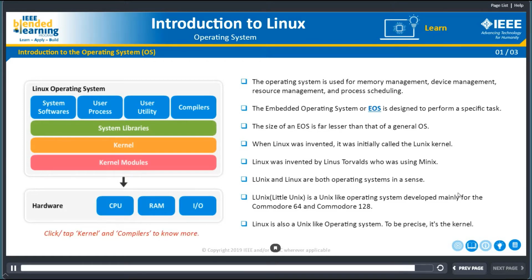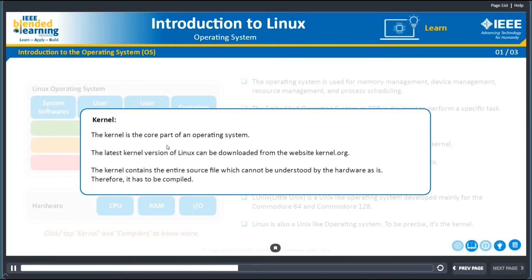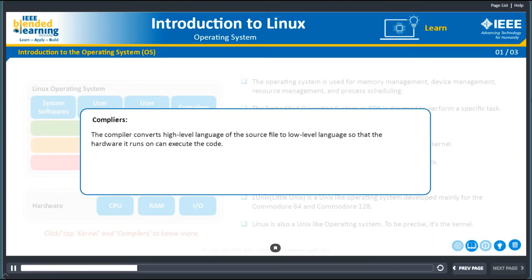Click or tap Kernel and Compilers to know more. The kernel is the core part of an operating system. The latest kernel version of Linux can be downloaded from the website kernel.org. The kernel contains the entire source file, which cannot be understood by the hardware as is. Therefore, it has to be compiled. The compiler converts the high-level language of the source file to low-level language so that the hardware it runs on can execute the code.